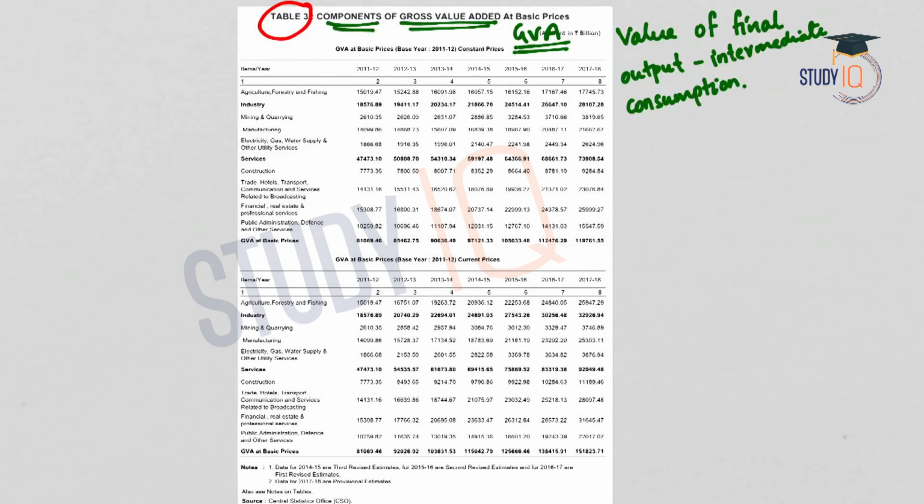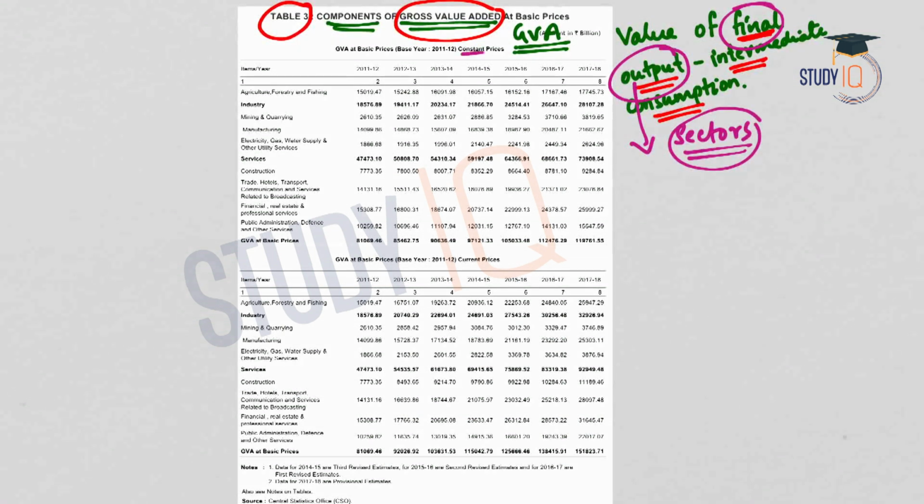So if we need to analyze the GVA, it has to be divided into 3 sectors. So what is GVA? It is the value of final output minus intermediate consumption. So from where will we get this final output? The final output can be derived from various sectors of the Indian economy and we will analyze both in constant prices as well as in current prices. So now coming back to GVA, it has to be derived from 3 sectors and in the Indian economy we have 3 important sectors: the primary sector, the secondary sector and the tertiary sector.